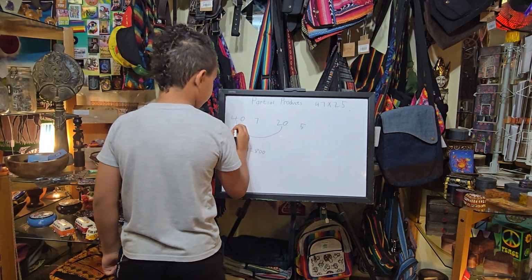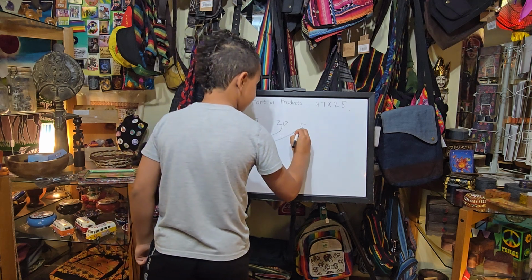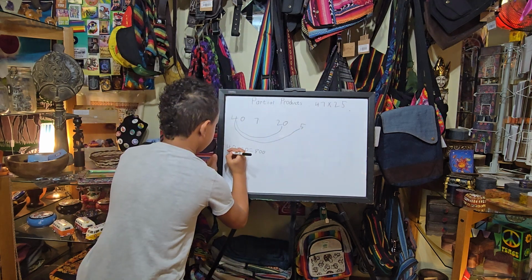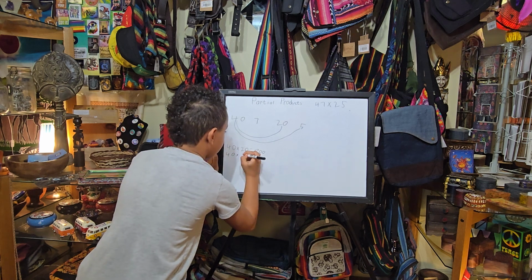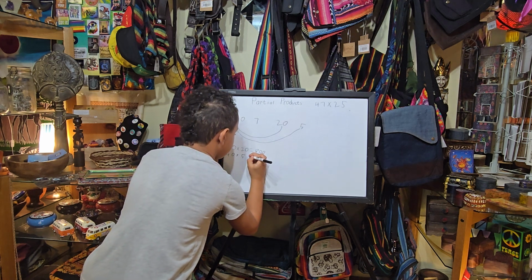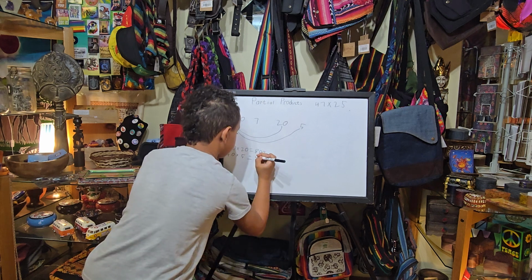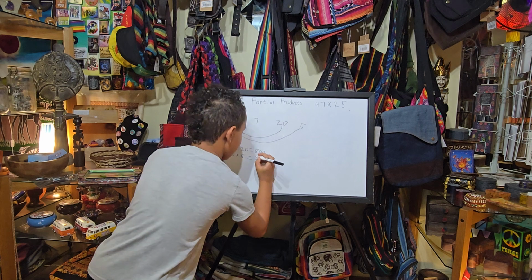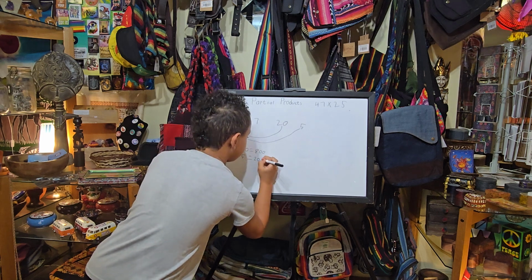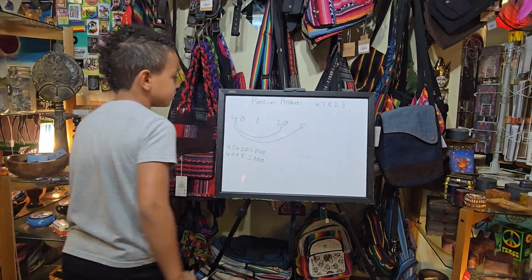Next we're going to do 40 times 5. 40 times 5 is equal to... 5 times 4 is 20, and we add 0. So that is 200. Perfect. Now we have our second part.